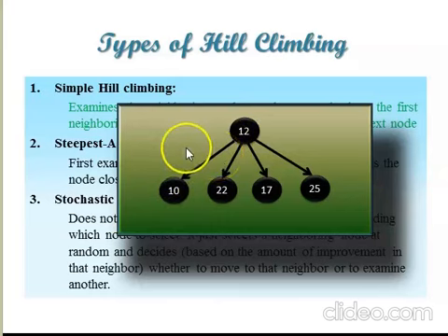So in simple hill climbing, whenever we generate a new state, it will compare the values. Here it will compare 12 and 10. 12 is the current state. Naturally, 12 is the best value because the new value 10 is not greater than 12. So 10 is not a better value when compared with 12. So it drops that operation and goes on with the next operation.